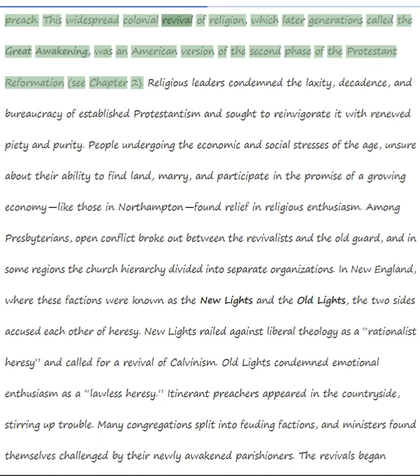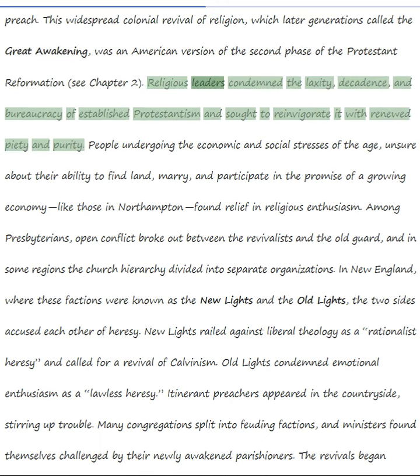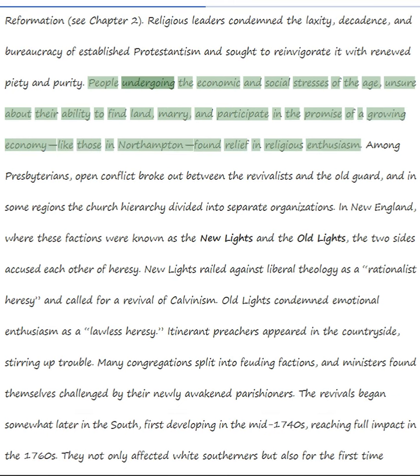This widespread colonial revival of religion, which later generations called the Great Awakening, was an American version of the second phase of the Protestant Reformation. Religious leaders condemned the laxity, decadence, and bureaucracy of established Protestantism and sought to reinvigorate it with renewed piety and purity. People undergoing the economic and social stresses of the age, unsure about their ability to find land, marry, and participate in the promise of a growing economy, like those in Northampton, found relief in religious enthusiasm.